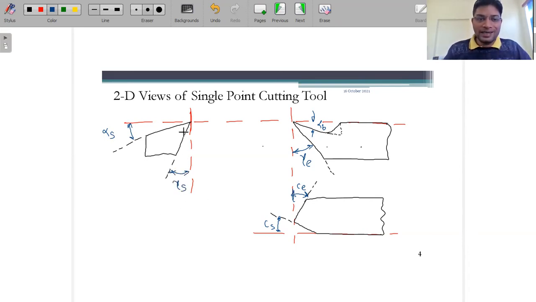Okay, guys. Now, as I said, we move to see this in the third quadrant. Because we are making this drawing in the first quadrant, we have to make these lines. This is very, very important, guys. So these lines we have created mean that it is in the third quadrant. So this is the 2D view of a single point cutting tool.